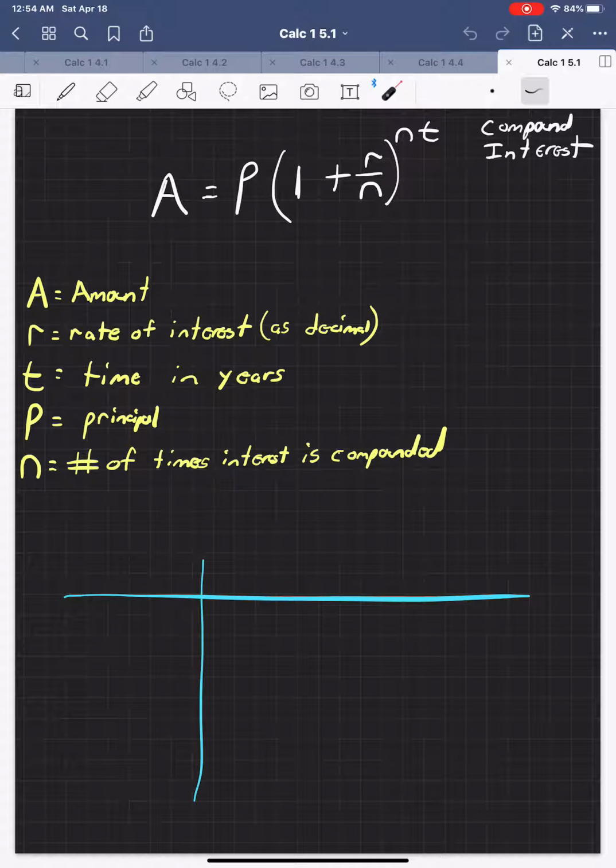The T represents time, and it's actually time in years. The P represents principal, and again, I'll make sense of this in just a second. The N represents the number of times your interest is compounded, right? So you might have a credit card that's compounded monthly. In that case, N would be 12. Now, A represents the amount.